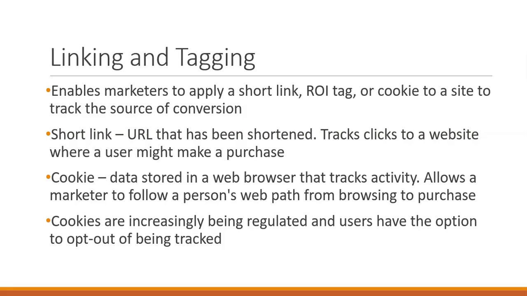So linking and tagging is where we apply a special link, a tag, or a cookie to a site to track the source of conversion. For example, this is using a unique link in every post so that we know exactly when a person clicks through a post where they came from.